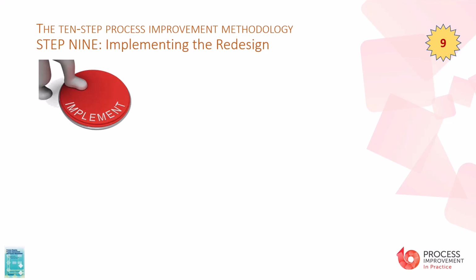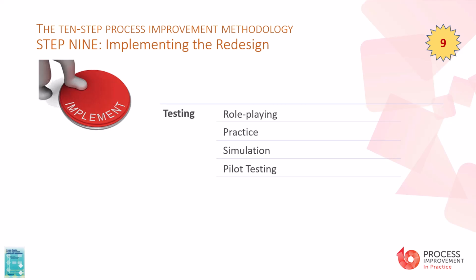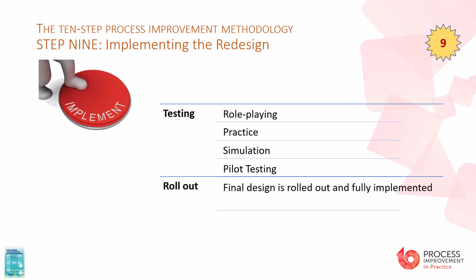Step 9 is performed in two phases, testing and rollout. The objective of this step is to mitigate risks that may arise during implementing the new process by performing one or more of testing strategies, which are role-playing, practice, simulation, and pilot testing. Once the process passes the testing phase, you are ready to implement it full scale. Let's explore each testing method.